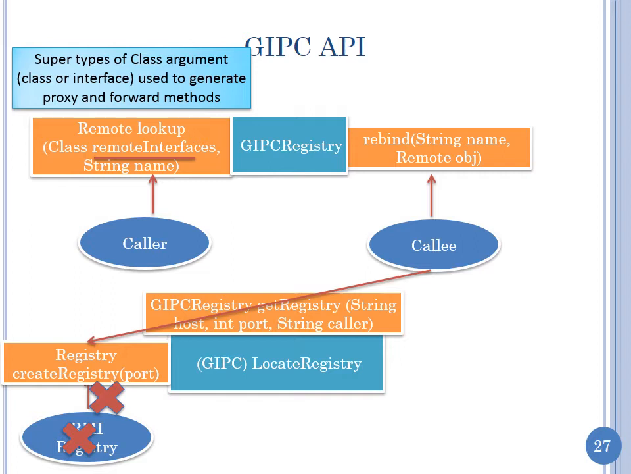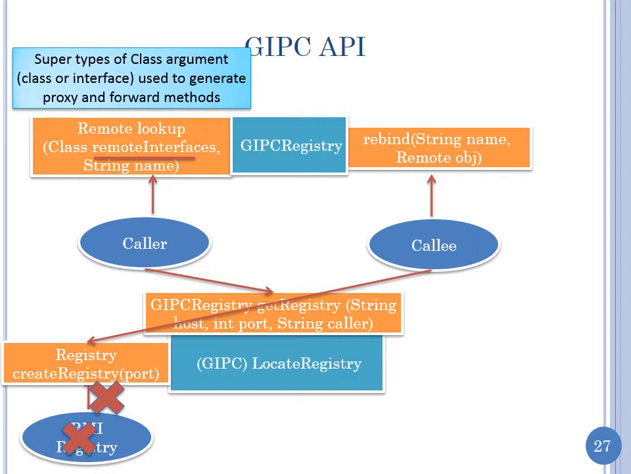So the callee has a local address space that goes and associates a name with the internal address. So it goes and creates a registry and associates these two and makes the association through rebind. Caller also calls a static method on GIPC registry, and it gets a different object now. It gets a local factory, and to the local factory it goes and says, here's the host, here's the port that I want you to connect to. Okay, so this is the information that is needed to generate the proxy.